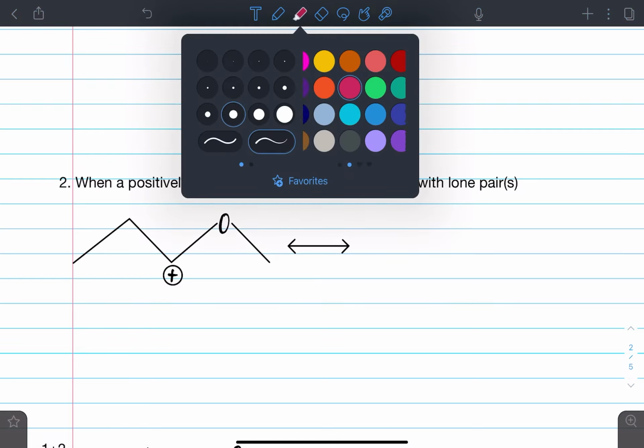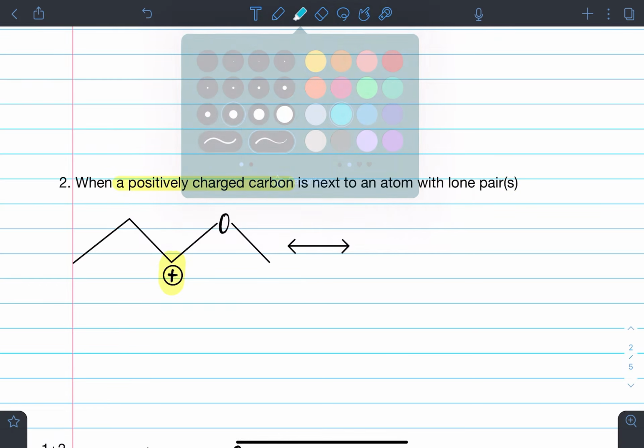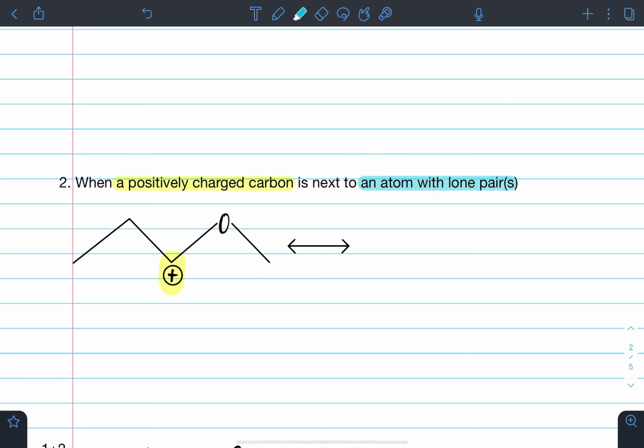So once again, let's label everything. In this case, I have a positively charged carbon here next to an atom with a lone pair. Okay, let me use this color. Next to an atom with a lone pair. You say, okay, I see an atom here, but you have to know that oxygen has 2 sets of lone pairs, right? Why? Because my oxygen here is neutral. It doesn't have any charge.